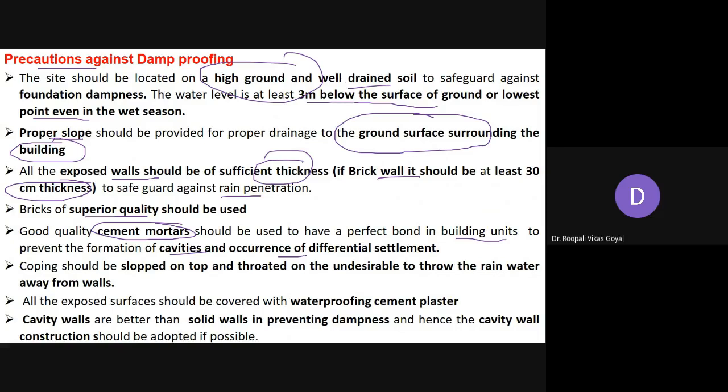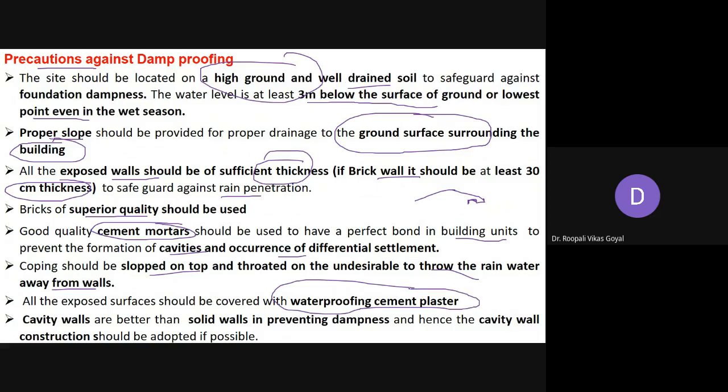Also, this coping that we are providing on the parapet wall, it should be sloped on top, से वो slope करता होना चाहिए, and also provided with the proper throating. So this is throat, this groove is to be provided, so that it will throw the rainwater away from the wall. And all the exposed surfaces should be covered with waterproofing cement plaster.